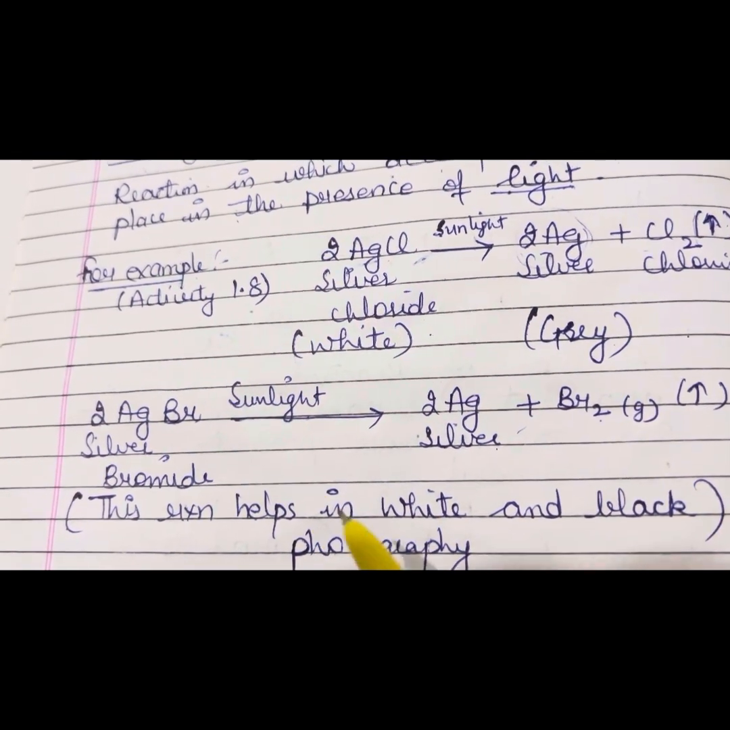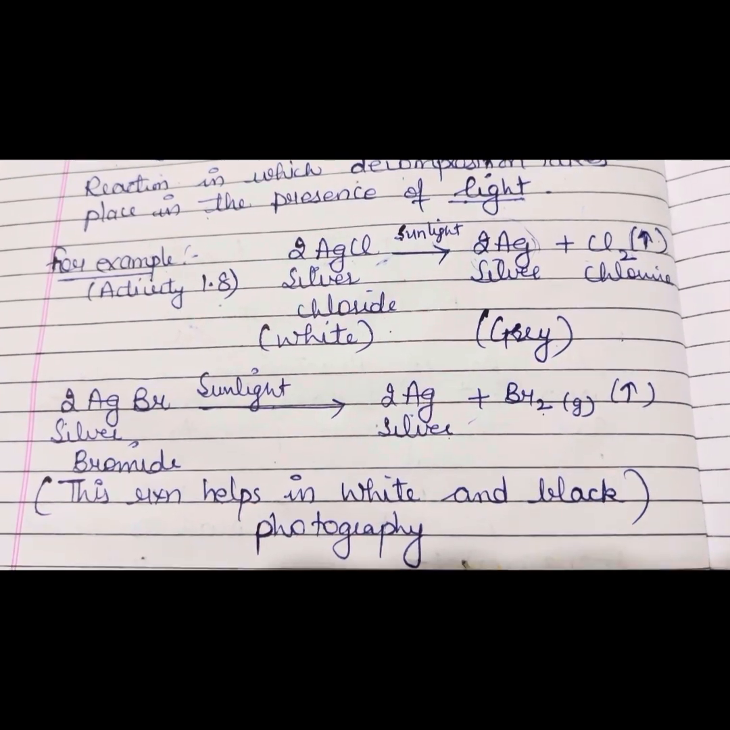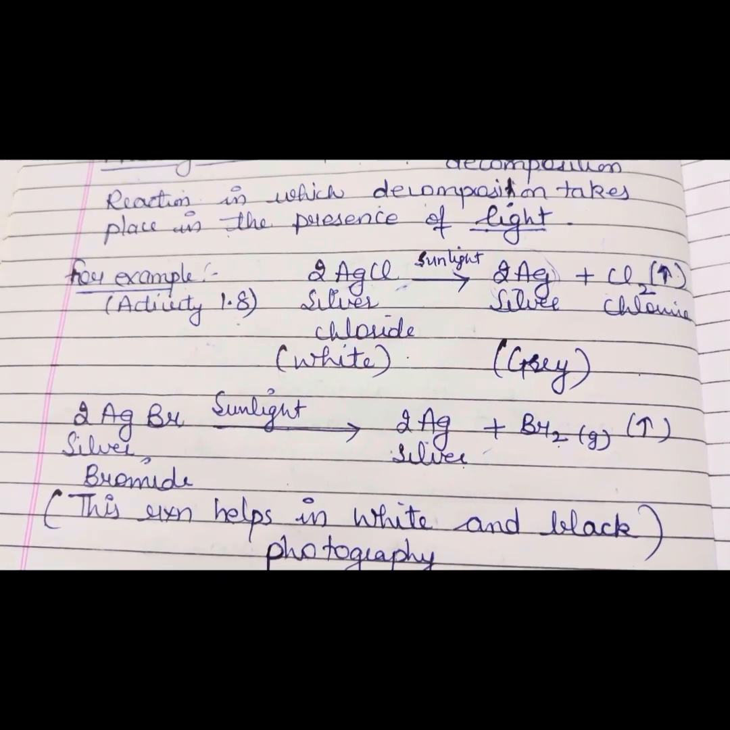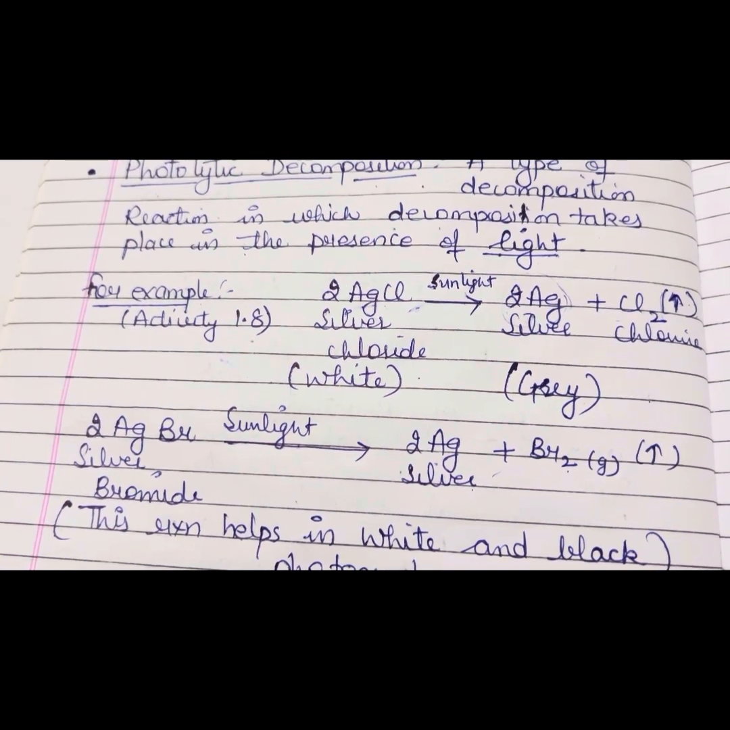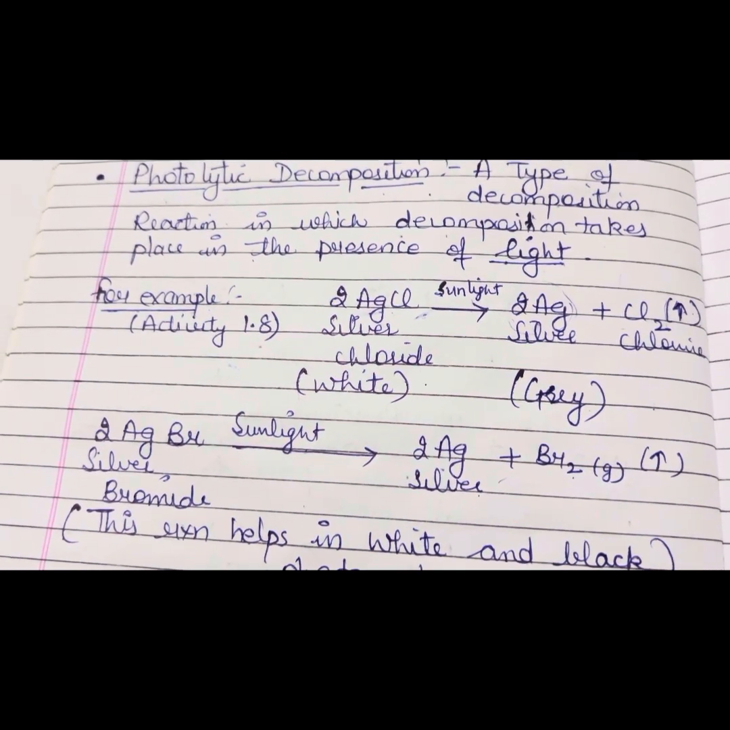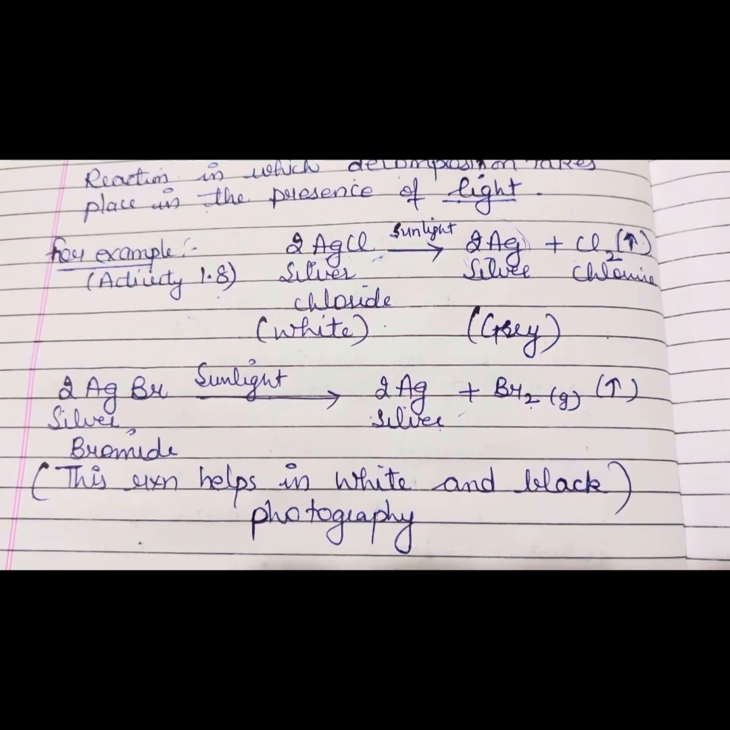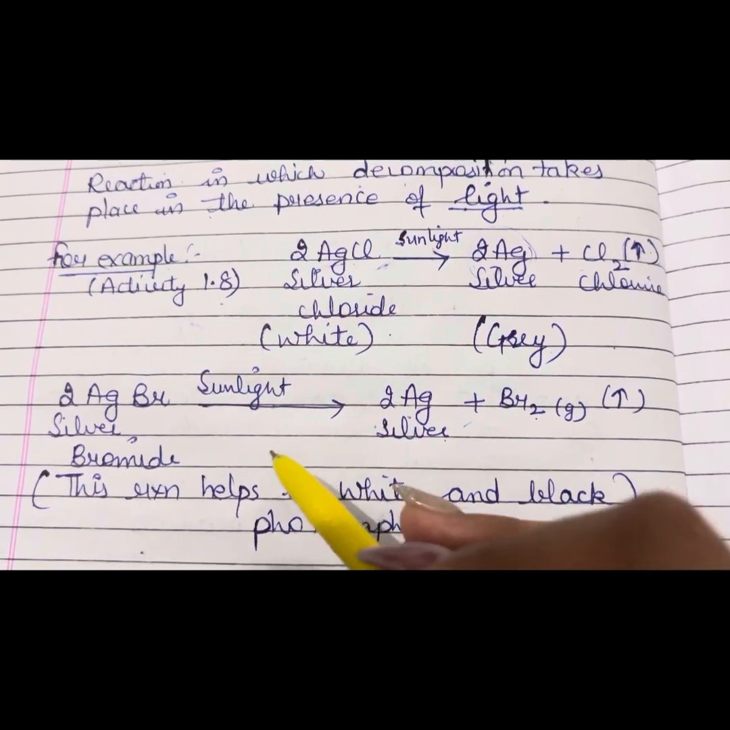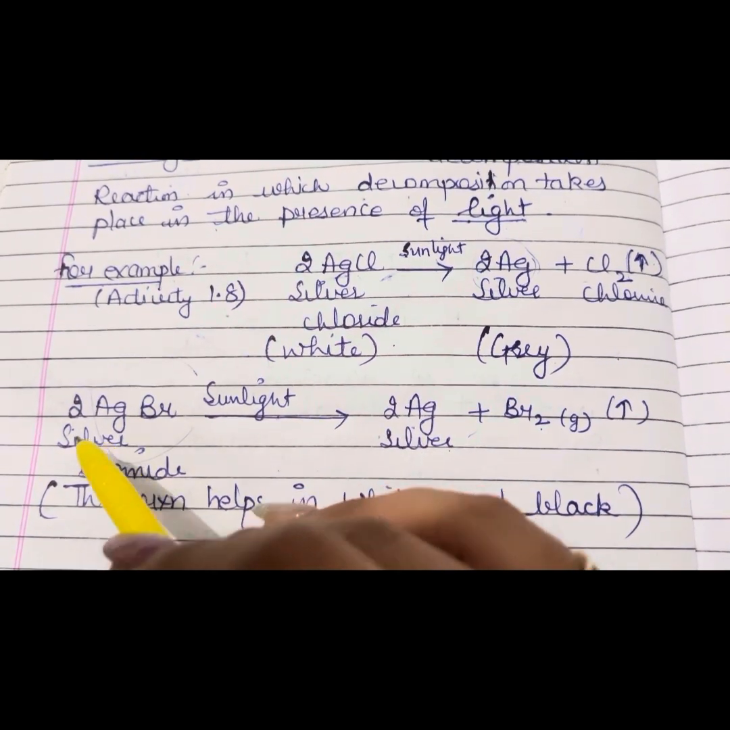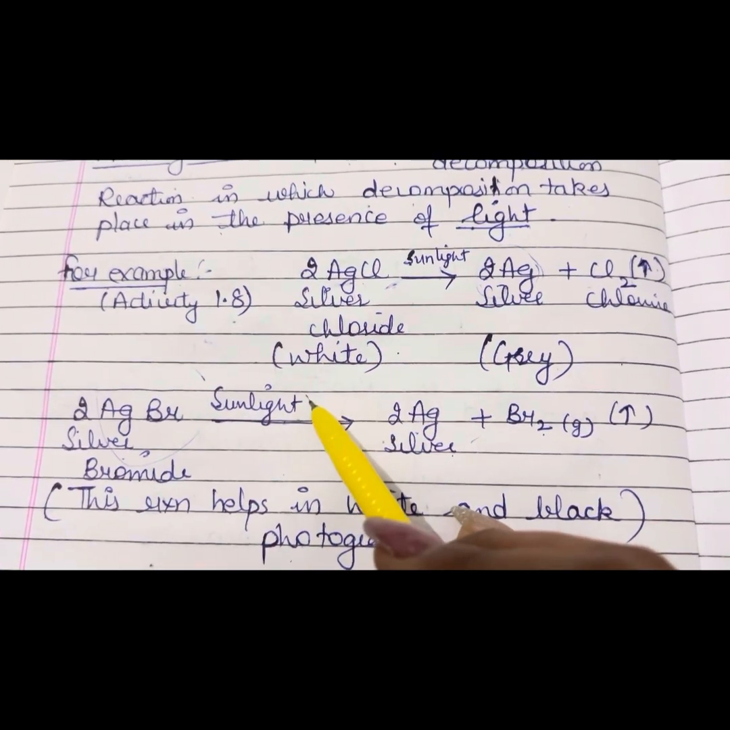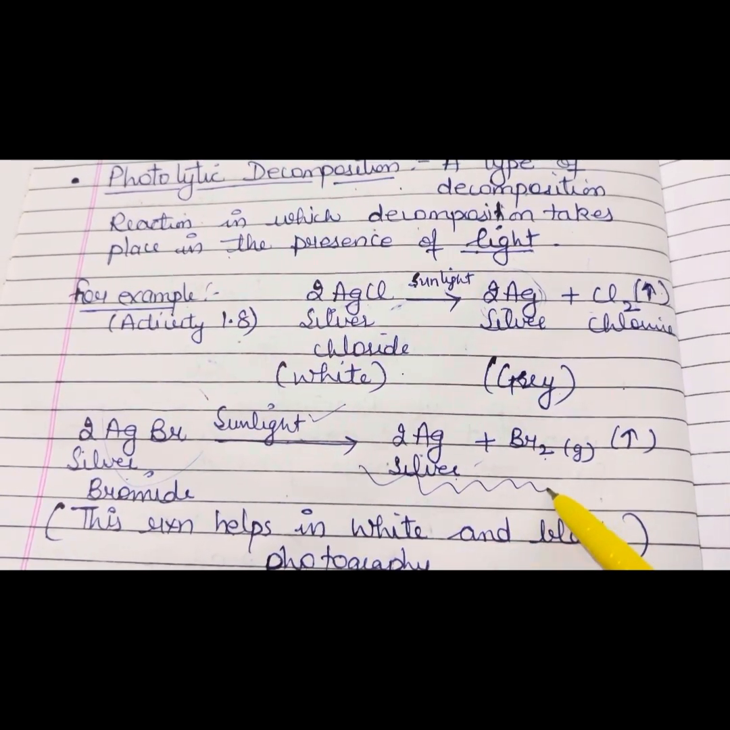bromine gas. So this reaction is very important because this helps in the black and white photography that was happening in previous times. That means in the old ages you have seen the black and white photographs of your parents' wedding or any function in your house. So in that, silver bromide was used at that time, and when we see those pictures in the sunlight, you can see the images.